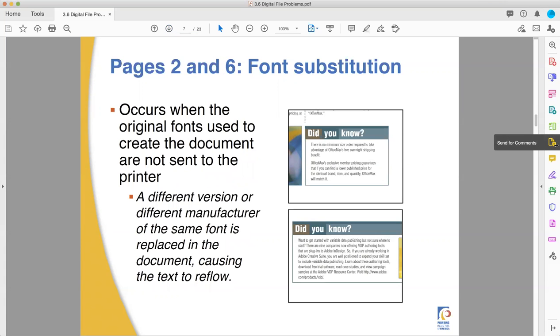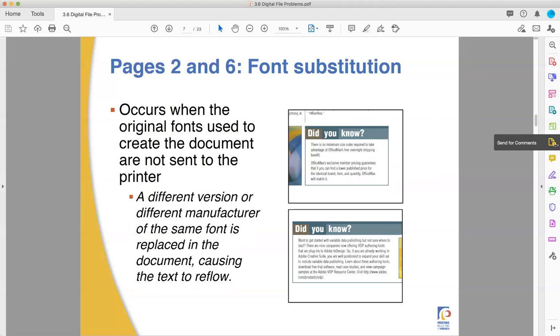Font substitution is even more insidious and much worse. This is when you don't send the original version of a font along with a print file, and the local computer that's doing the output picks a font that is similar. It's the same thing made by somebody else, and that doesn't always work. Font substitution is a much more insidious problem than just missing fonts.